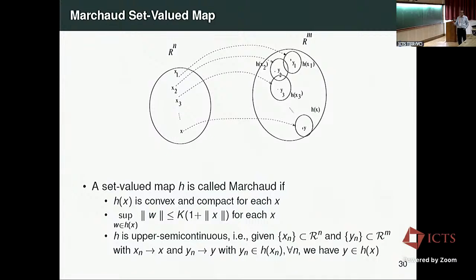And then this set valued map H is upper semi-continuous, which means that if you are given a sequence Xn, subset of Rn, and a sequence Yn, but these points Y1, Y2, and so on are such that Y1 sits in H of X1, Y2 sits in H of X2, and so on, and let's say this sequence also converges to some Y, then if this Y sits in H of X, we say that this set valued map is upper semi-continuous. So if these three properties hold, then H is Marchaud.